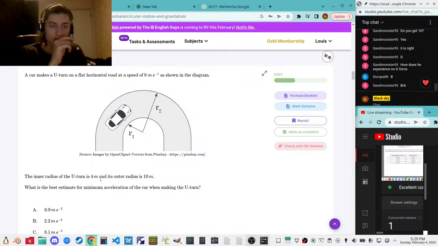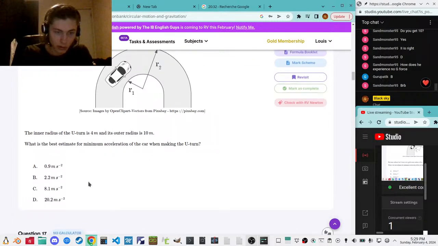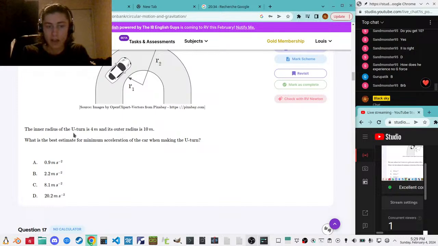A car makes a U-turn on a flat horizontal road at a speed v. The inner radius of the U-turn is 4, outer radius 6, 10. 6 is the subtraction, which I went too fast in doing. What is the best estimate for the minimum acceleration of the car when making the U-turn?